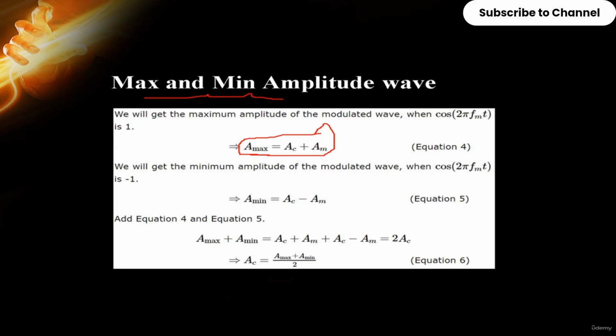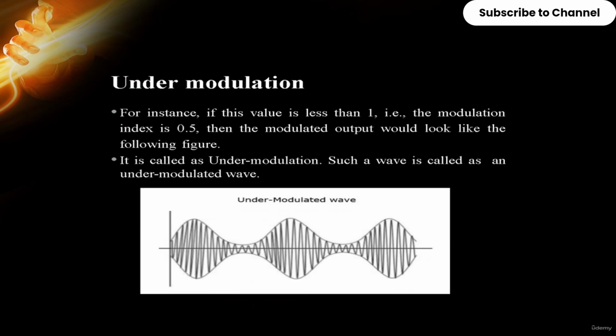And when we calculate the minimum amplitude, the minimum is AC minus AM. So when we add these two equations, we get the carrier wave amplitude as A max plus A min divided by 2. That is what we are doing: AC plus AM plus AC minus AM. So these two will get cancelled, and finally we get the result AC equals A max plus A min by 2. Like that, we calculated the formulas related to amplitude modulation.